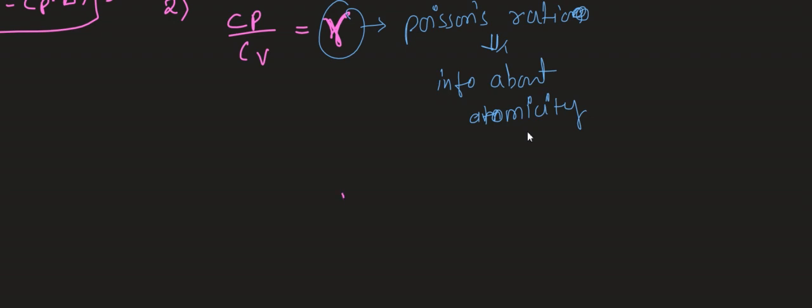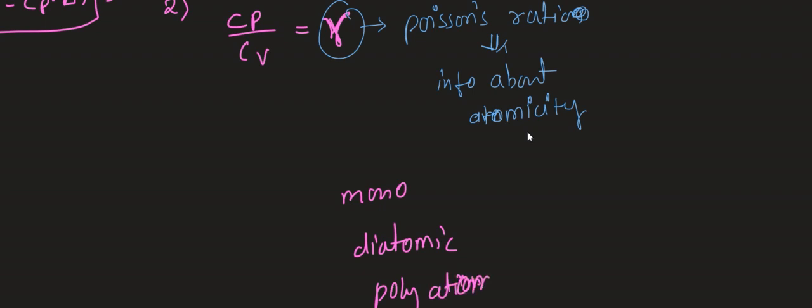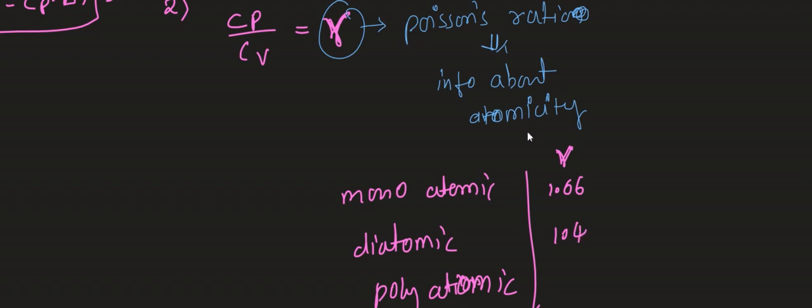Monoatomic, diatomic, and the last one is polyatomic. If the gamma value is 1.66, monoatomic. If the gamma value is 1.4, then diatomic. If the gamma value is 1.33, then you should say polyatomic. Clear till here? Based on the gamma value, you can decide.